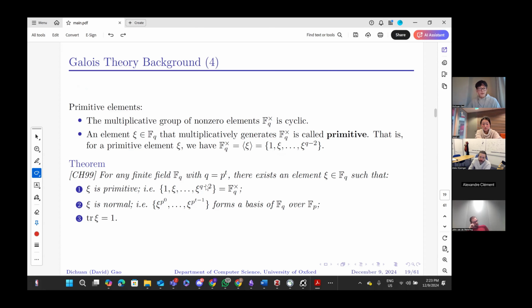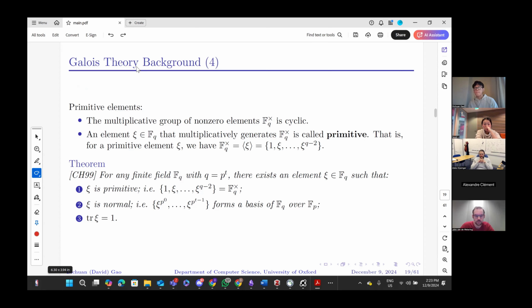Okay, so now a useful theorem for us is that for any Galois field Fq, you can find an element psi such that it is primitive, it is normal, meaning that its orbit under the Galois group forms a basis, and finally its field trace is 1. Okay, any questions so far about the algebra before we go on to the graph stuff?